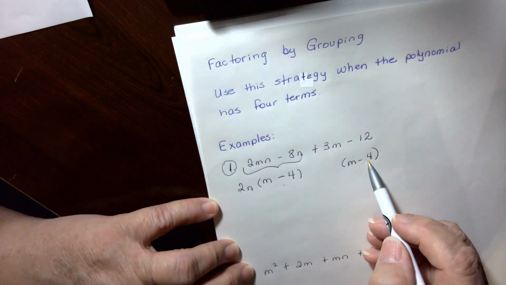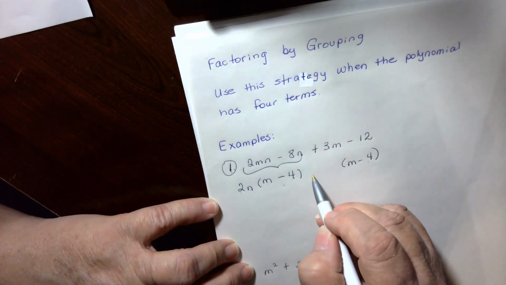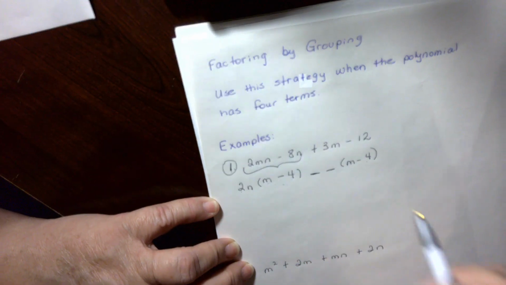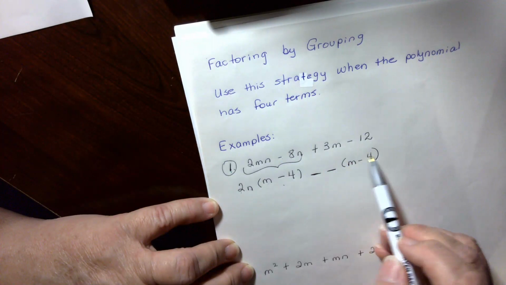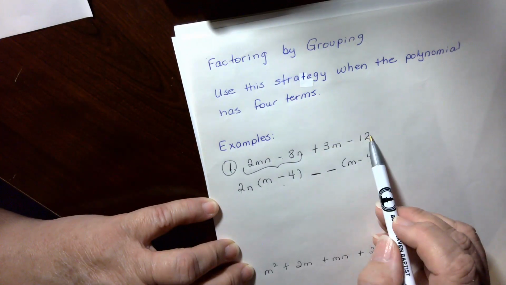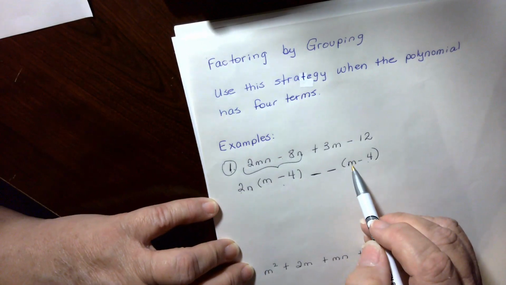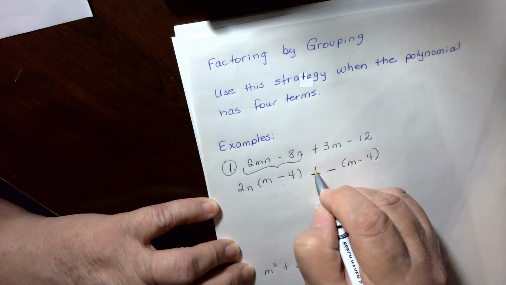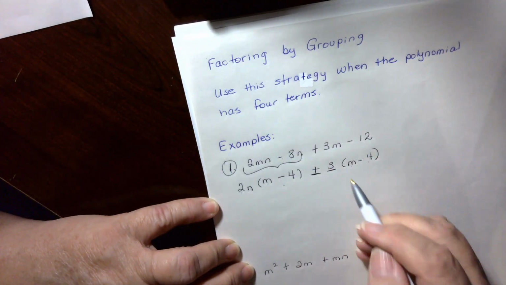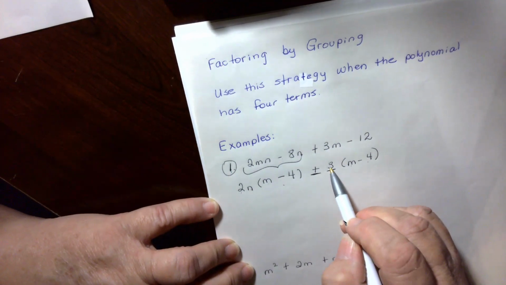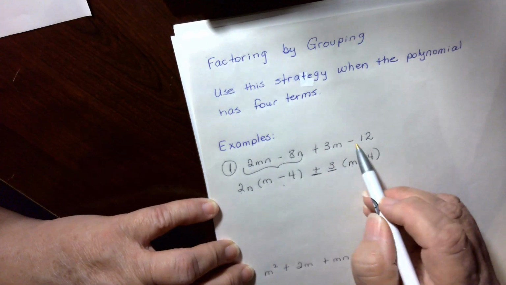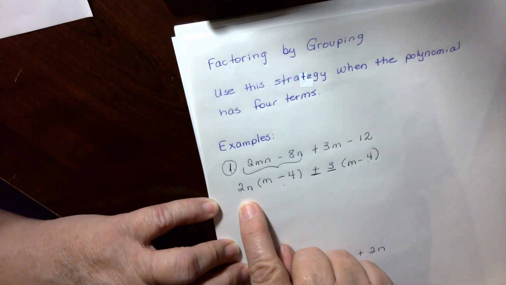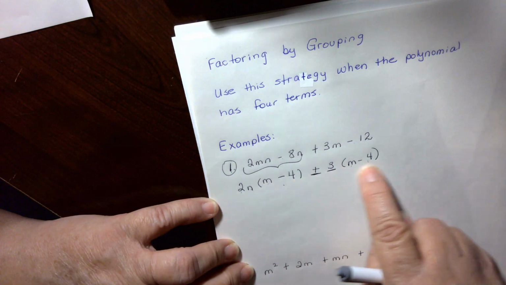Exactly as it was. Then you're going to need either a plus or minus sign here and a number right here. So that when you multiply that by this, you get this. So I ask, what would I need to multiply m by to get a positive 3m? That would be a positive 3. And then I check to make sure that this 3 times this negative 4 will give me negative 12. And it will.